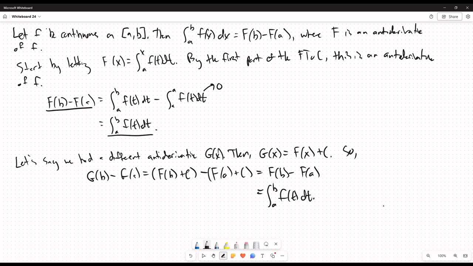So there you go. That's the second half of the fundamental theorem of calculus. Way easier to justify and prove once you have the first half under your belt. So there you go.